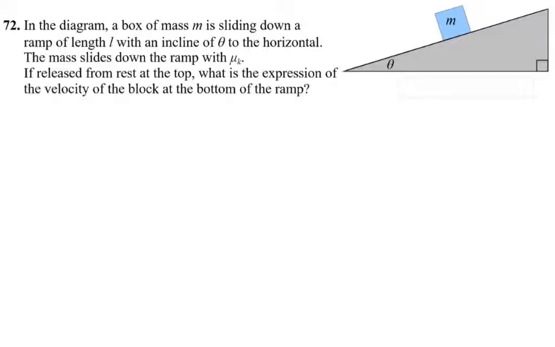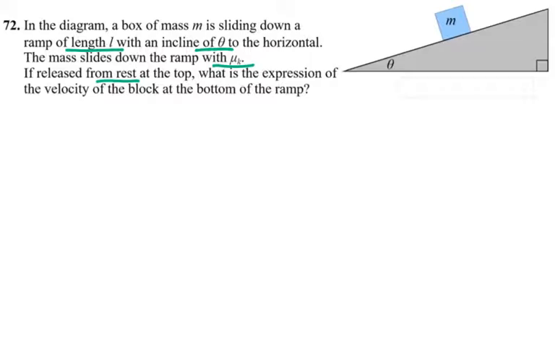So in the diagram, a box of mass M is sliding down a ramp of length L. The information given is that the length of the ramp is L, with an incline of theta with the horizontal. The mass slides down the ramp with kinetic friction given. If released from rest, so initial velocity is 0, at the top of the ramp, what is the expression for the velocity of the block at the bottom of the ramp?